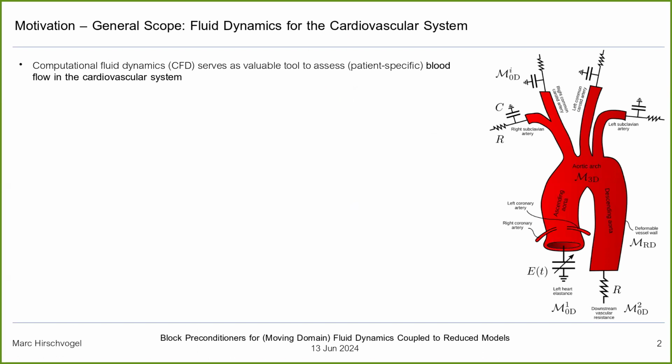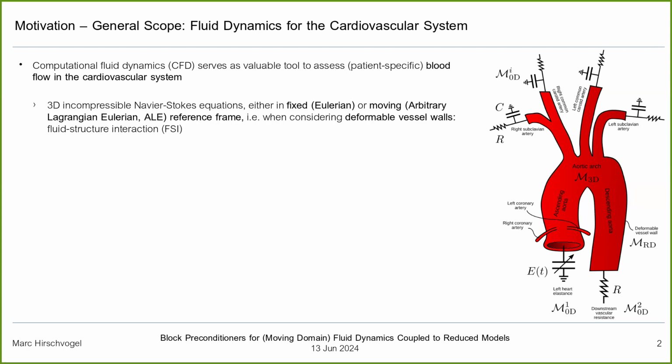Okay, what's the general scope? Fluid dynamics for the cardiovascular system. Fluid dynamics in general serves as a valuable tool to assess patient-specific blood flow in the cardiovascular system. For example, you solve 3D incompressible Navier-Stokes equations either in a fixed or in a moving reference frame, depending on if you maybe have some information on the boundary motion or if you want to do fluid structure interaction, for example. Here you would see an aortic arch where you would be interested in the blood flow, for example, which comes here from the left heart and goes up and down in the descending aorta.